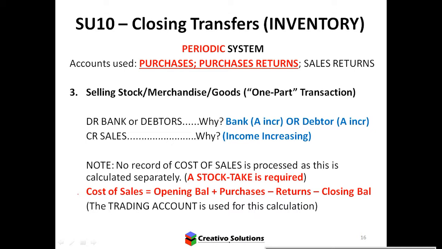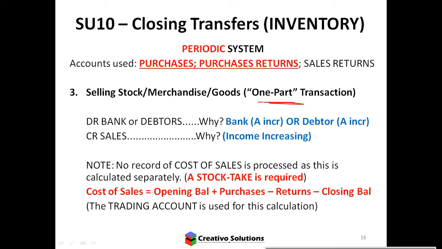If I buy goods, I can either buy goods using cash, or I can buy goods using credit. If I use cash, bank will be affected. If I use credit, debtors will be affected. And I'm obviously going to affect the sales. If I'm looking at the cost of sales, why is this only a one-part transaction and not two? Do I record the cost of sale? No. I calculate the cost of sale, but when do I do it? Only at the end of the financial year.